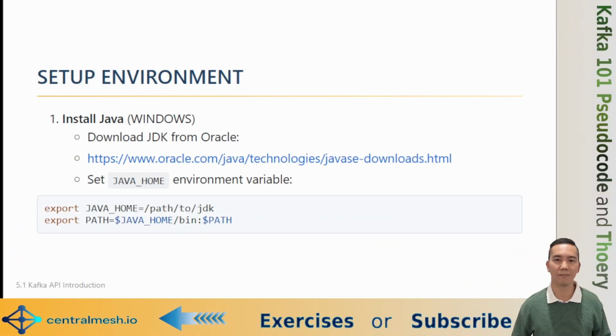For Windows, you will need to install Java by heading to the Oracle website to download the JDK. Once downloaded, set the Java home environment variable. This ensures your system knows where Java is installed.